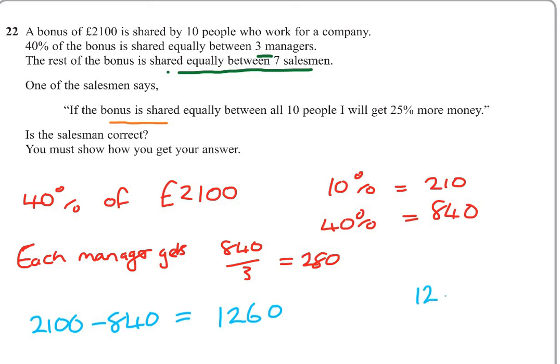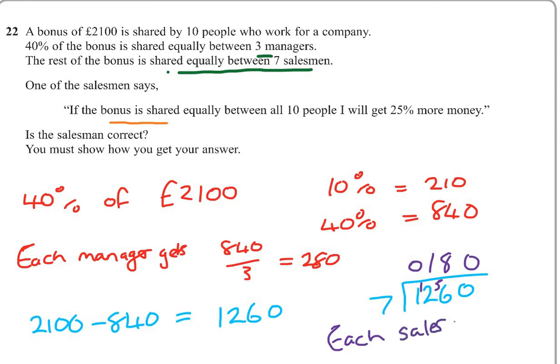This is shared equally between 7. So 1,260 divided by 7, and let's do some long division. Or short division, so 7 into 1 is 0, remainder 1, 7 into 12 is 1, remainder 5, 7 into 56 is 8, remainder 0, and 7 into 0 is 0. So each salesman gets £180.